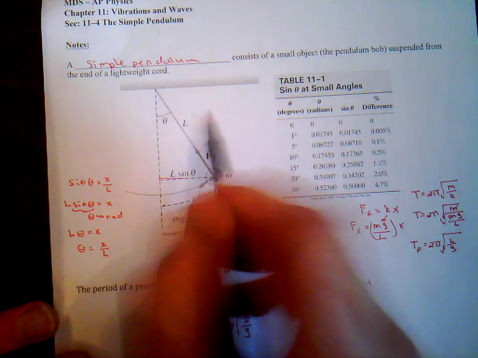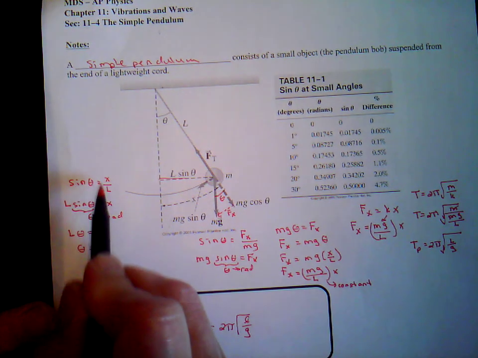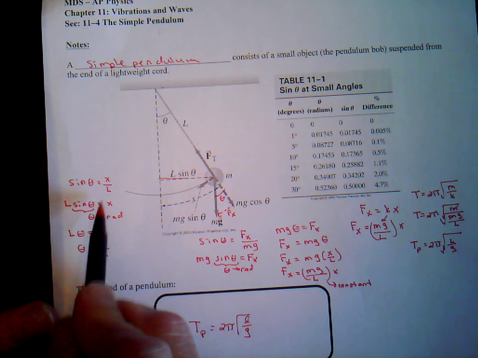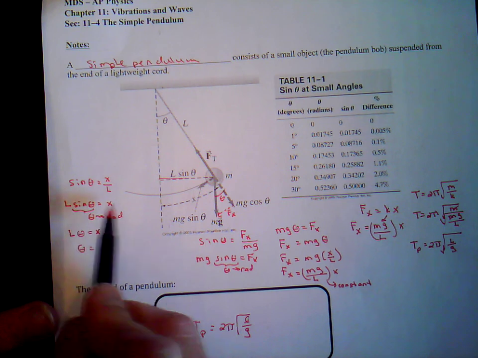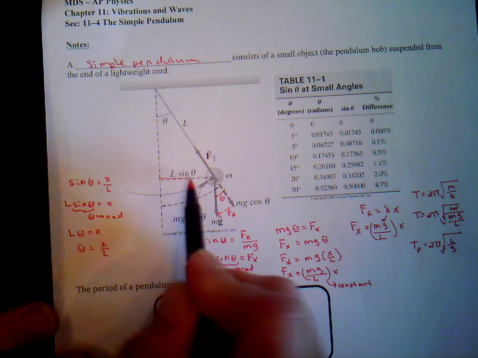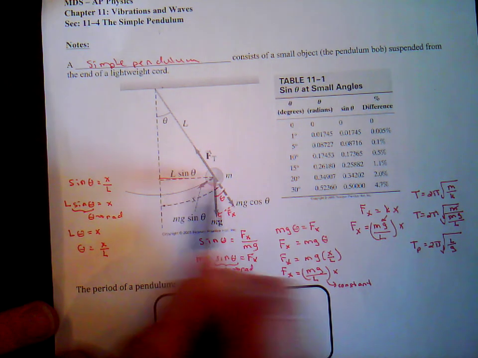This is the length of the pendulum. Sine is opposite, which is the x displacement, over the length. So we get sine of theta equals x over L. And then if we solve this equation for x, L times sine of theta is equal to x. That's why I have L sine theta there. It's the same thing as x, this distance.